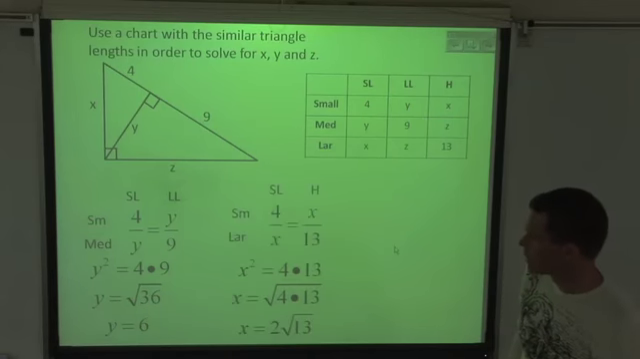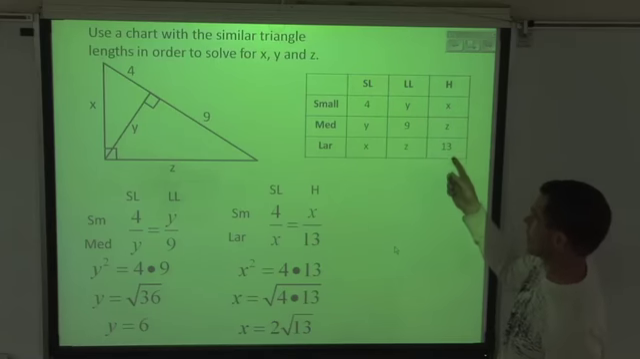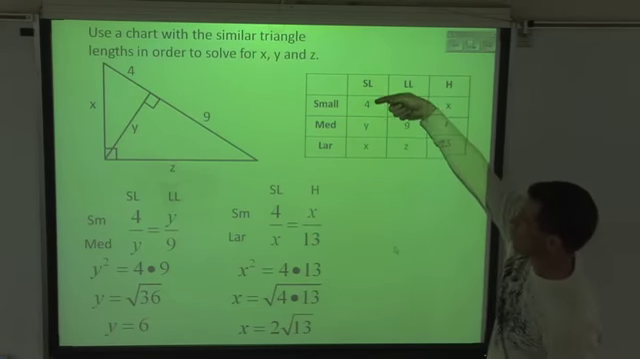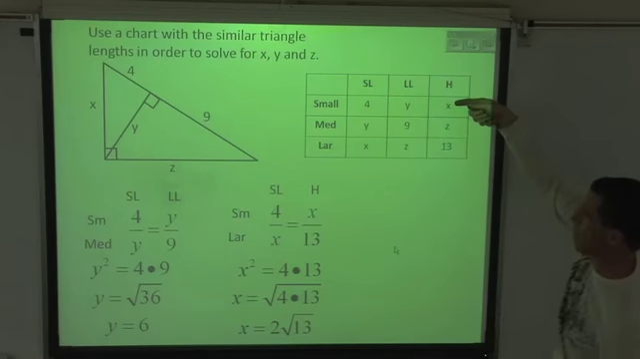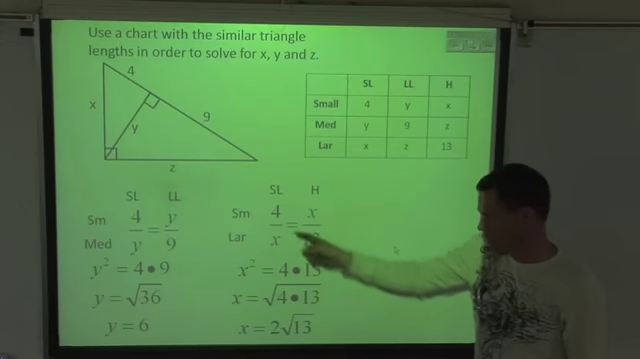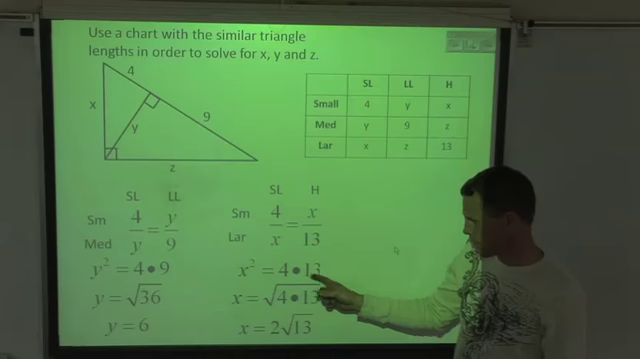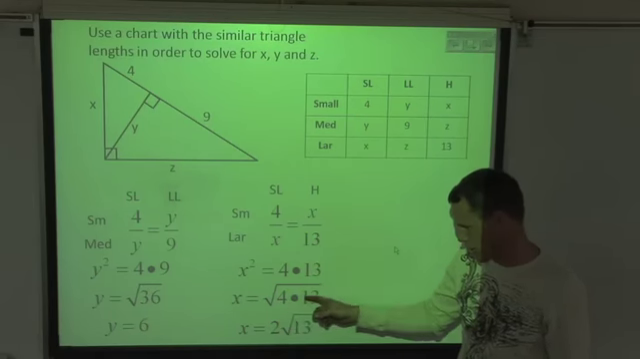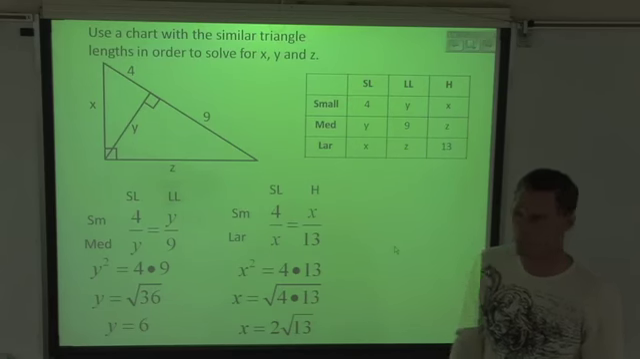There's another one. Using the short leg and the hypotenuse, so that's this column, and the small and large triangle. So short leg small over short leg large equals hypotenuse small over hypotenuse large. So, x squared equals 4 times 13. I'm not even going to multiply these together because the square root of 4 is 2, the square root of 13 just stays there. 2 rad 13.